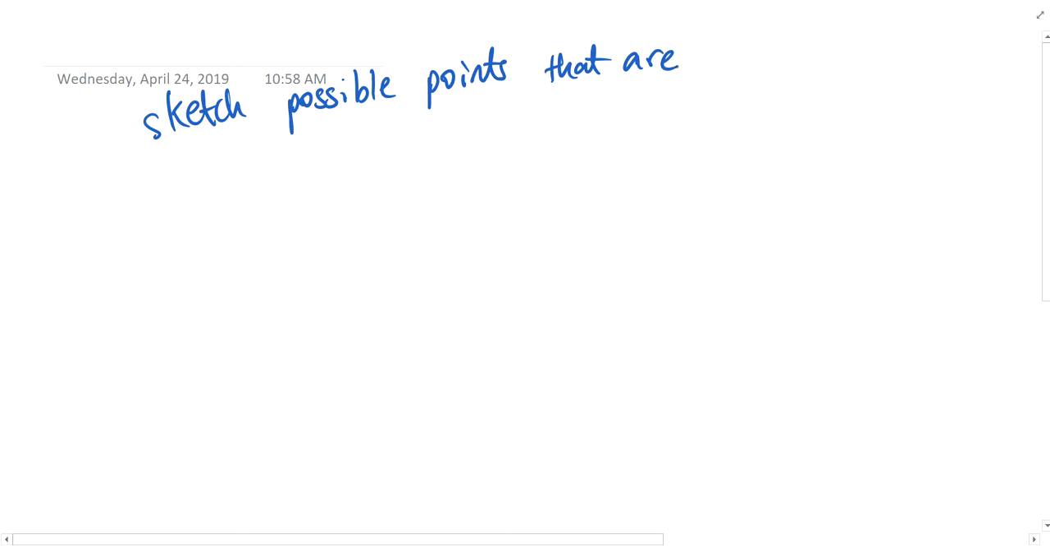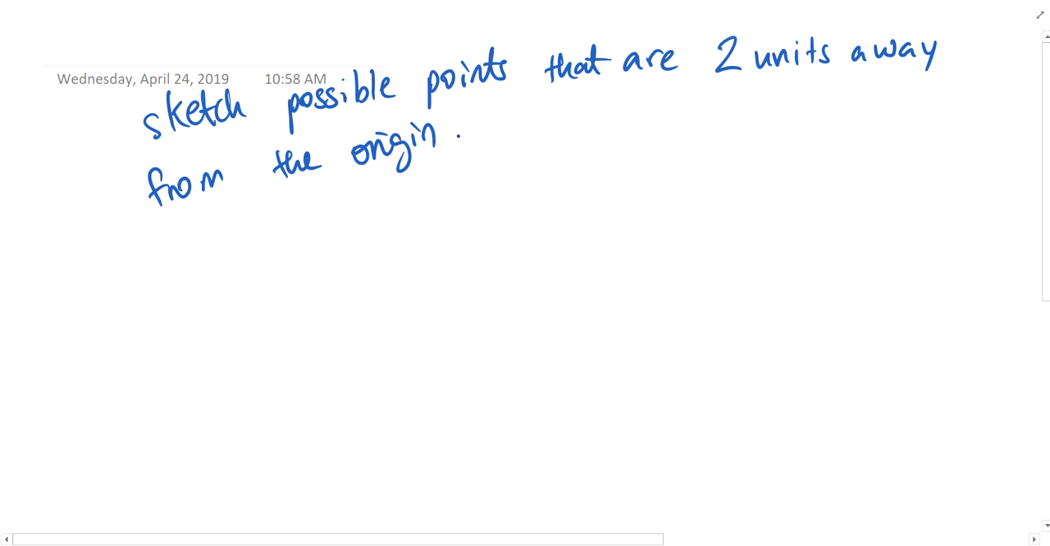Okay, now I want you to think about this. Sketch possible points that are 2 units away from the origin. Okay? Understand the statement? You understand the question? Okay, so you need to sketch.